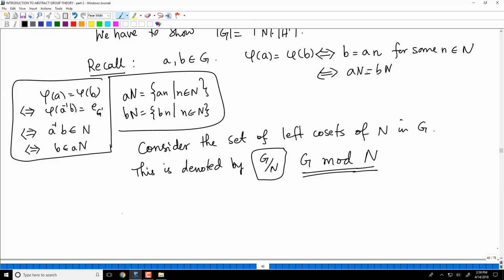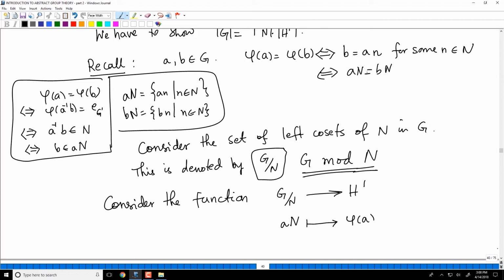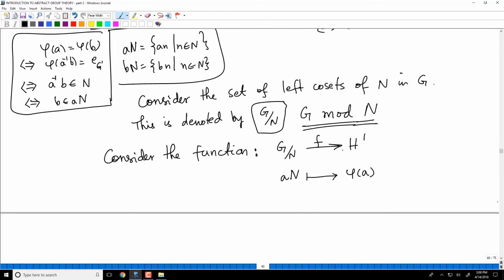So consider a function from the left cosets to H prime. Remember, H prime is the image of phi. What is the function I want to consider? Left cosets are of the form aN, and I'll map aN to phi of a. So this is the function f. f of aN is just phi of a.